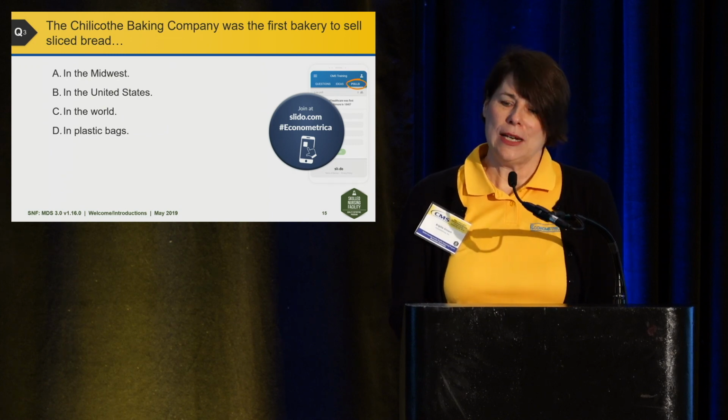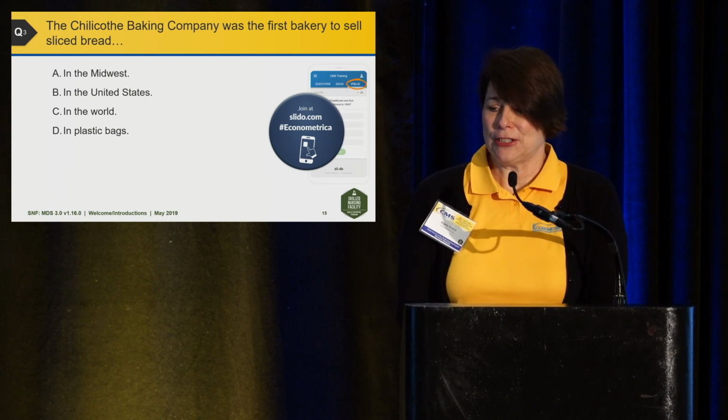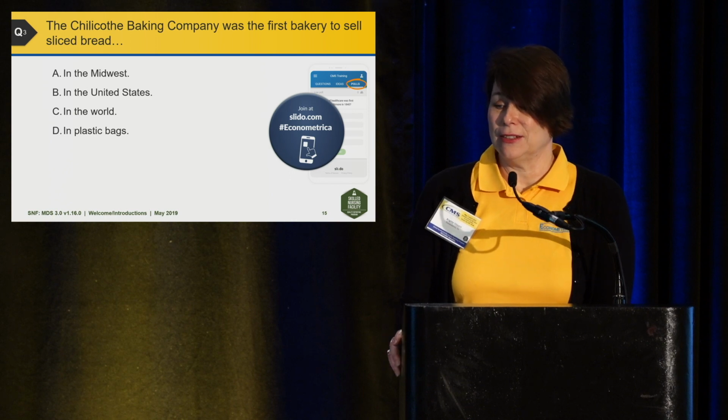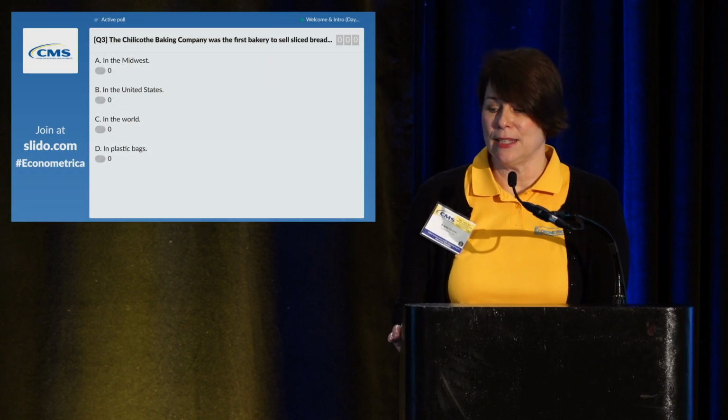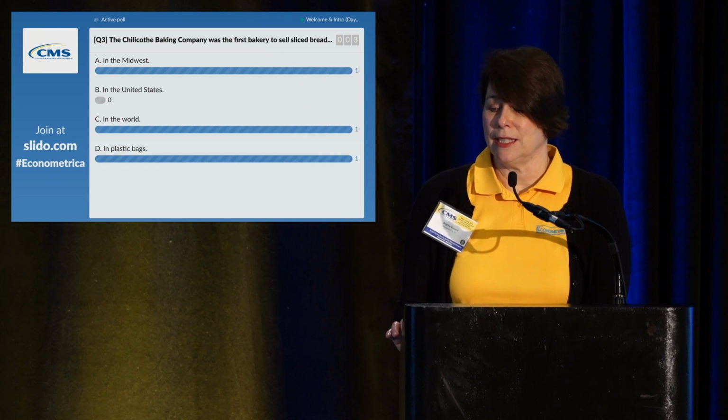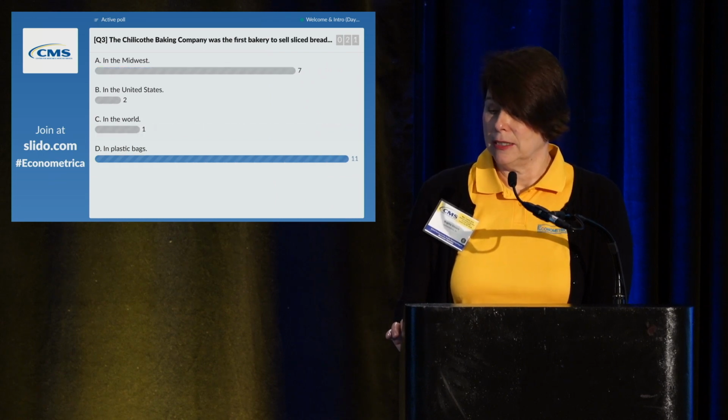Okay. One more question, and I'm not sure that I'm going to pronounce this right, but the Chillicothe Baking Company was the first bakery to sell sliced bread. A, in the Midwest, B, in the United States, C, in the world, or D, in plastic bags.